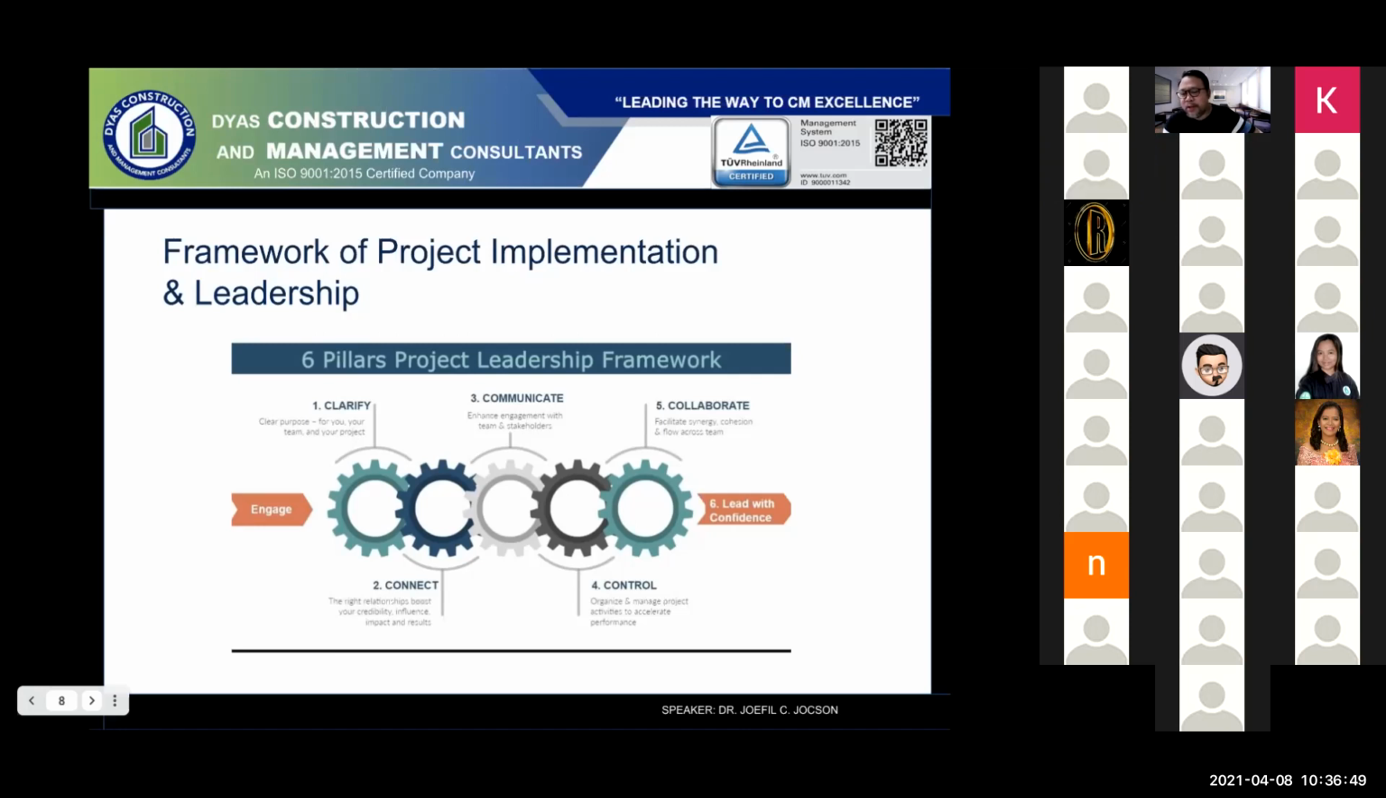Siguro in five years, magiging ISO based na lahat ng contractor according to PICAB. Merong programa ang PICAB at tinitingnan nila na lahat ng contractor, in five to ten years, baka maging ISO na. Because ISO today is not just a certification anymore. Today, the definition of ISO is a business tool.